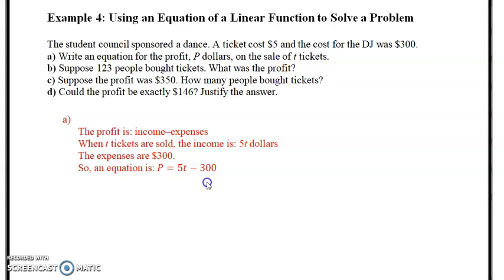All right? So let's look at question B. Question B says, suppose 123 people bought the tickets. What is the profit? So we take our profit equation, and what we're going to do is fill in the profit equation in order to solve this, because the number of people are T, right? So T is equal to 123, so we plug that in for T, for tickets sold, 123.